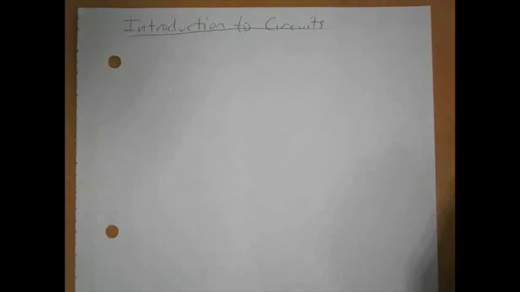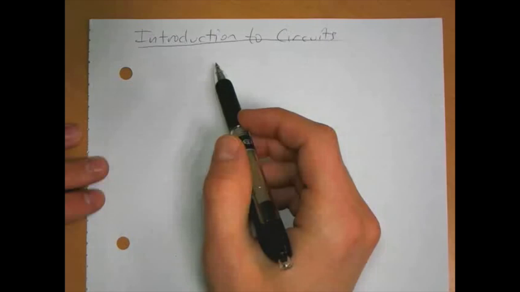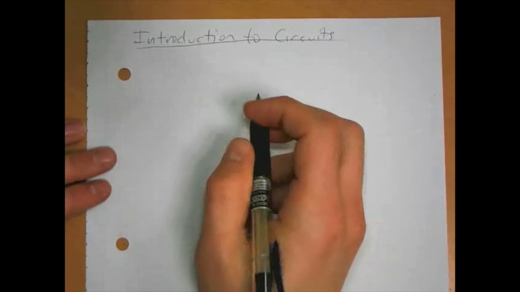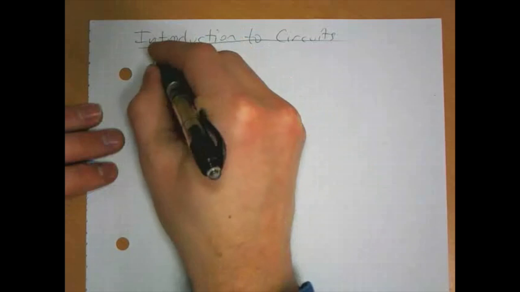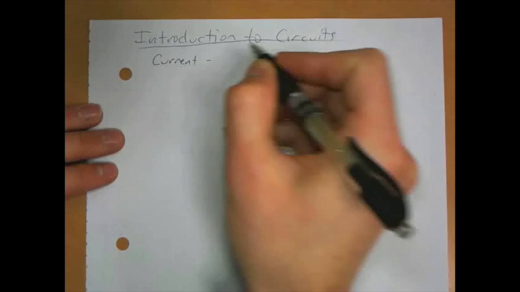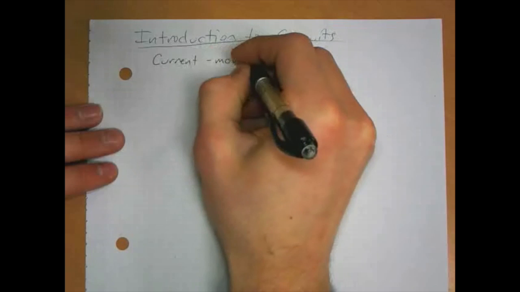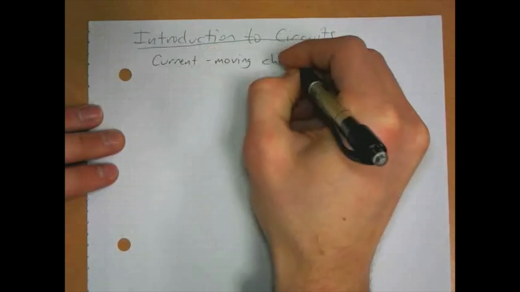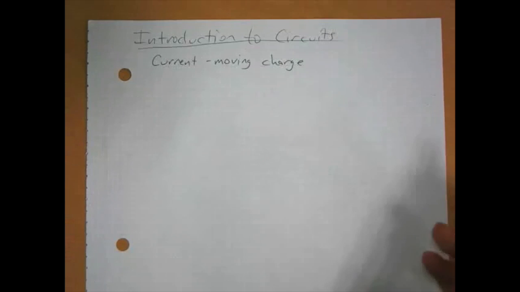Terms and pieces of information we need to get through before we can do anything more advanced about circuits. A few terms we need to define and things of that nature. So current is basically just moving charge. When we talk about current going through a circuit, that means there's some kind of charge moving.